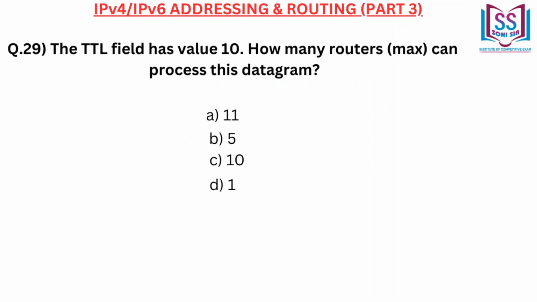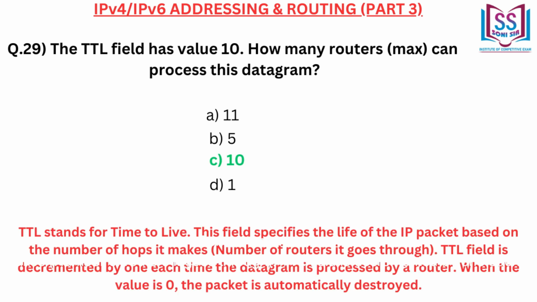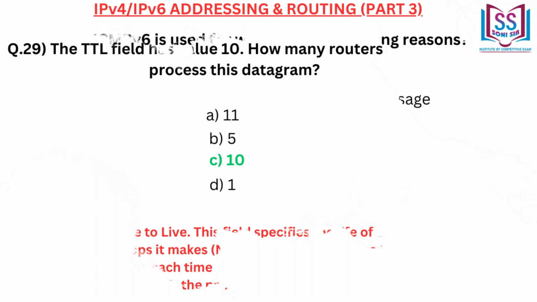The TTL field has value 10. How many routers max can process this datagram? A. 11. B. 5. C. 10. D. 1. Correct answer C. 10. TTL stands for time to live. This field specifies the life of the IP packet based on the number of hops it makes, the number of routers it goes through. TTL field is decremented by 1 each time the datagram is processed by a router. When the value is 0, the packet is automatically destroyed.